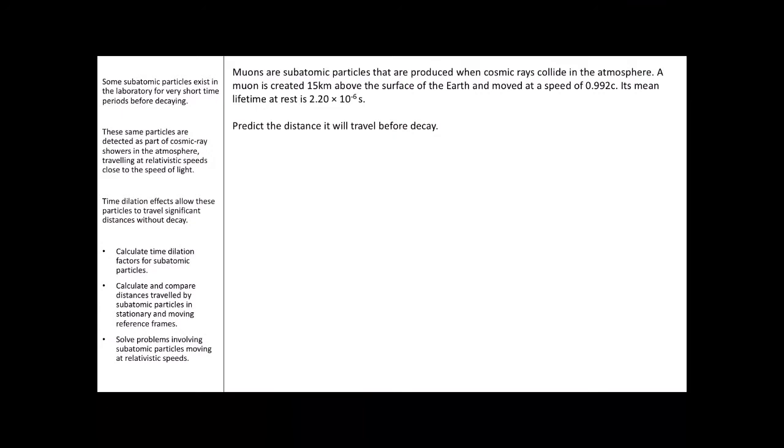So we have an example question here. Muons are subatomic particles that are produced when cosmic rays collide in the atmosphere, as I just said. A muon is created 15 kilometres above the surface of the Earth and moves at a speed of 0.992 of the speed of light, so 0.992 c. Its mean lifetime at rest is 2.20 times 10 to the negative 6 seconds, so 2.2 microseconds, and we have to predict the distance it will travel before decay.